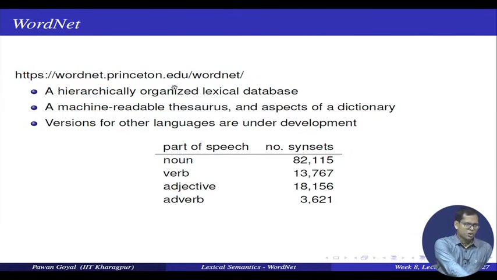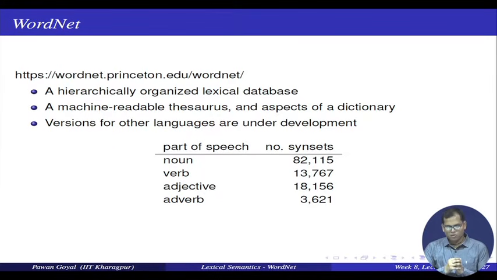So what is Wordnet? Wordnet as such is a hierarchically organized lexical database. Okay, and it's completely machine readable, so you can use that in different applications. You can call Wordnet, get various information from there. As such, on this website you will find the Wordnet for English, but there are many other versions for other languages also built.